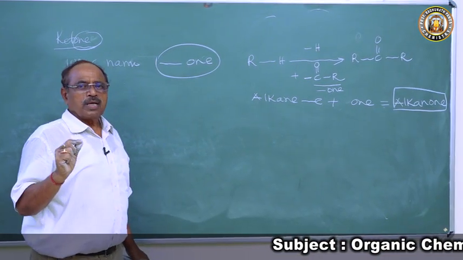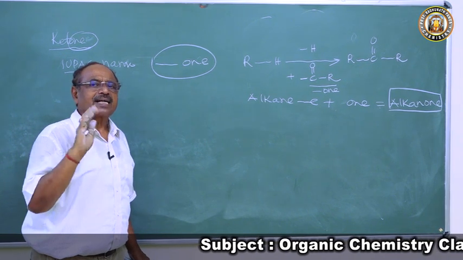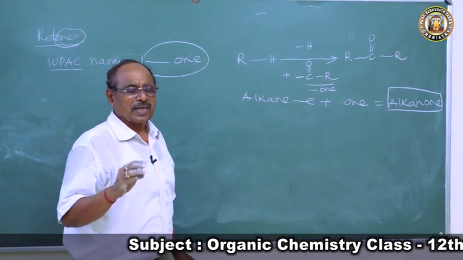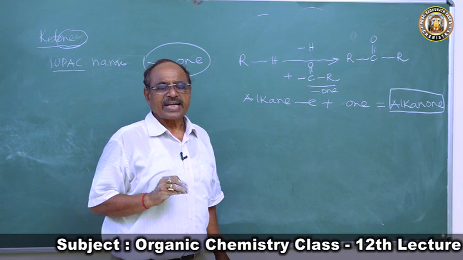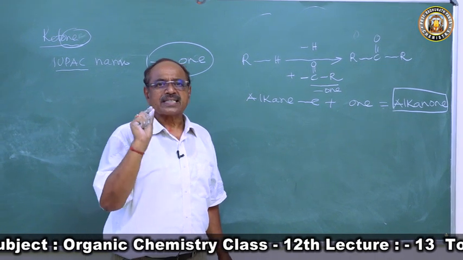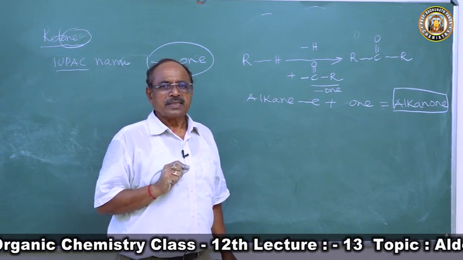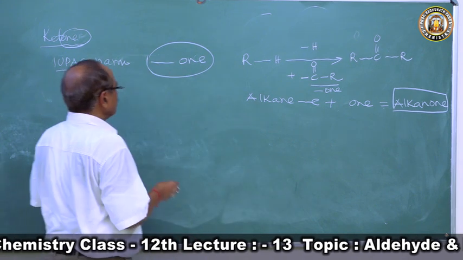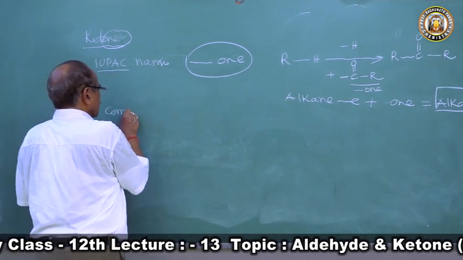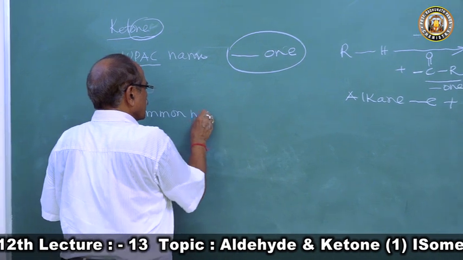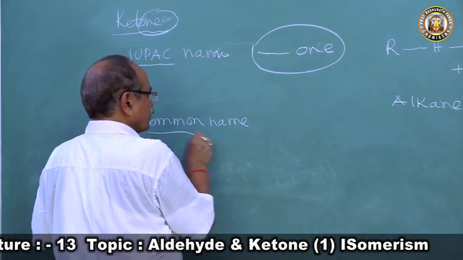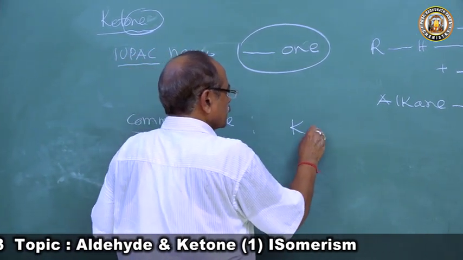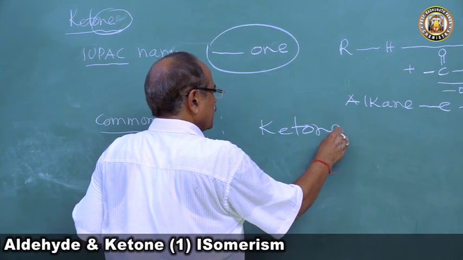A ketone must have at least 3 carbon atoms. You cannot have a ketone containing 2 carbon atoms. A ketone has to have at least 3 carbon atoms. Now the common name. The common name is ketone.